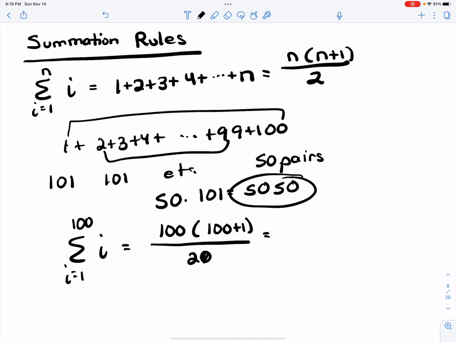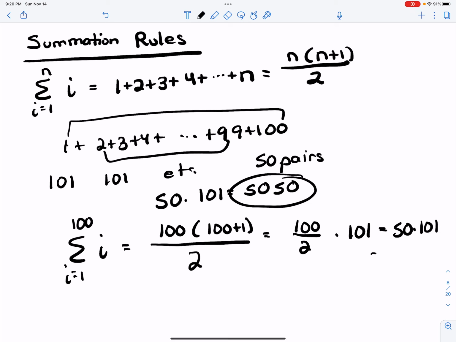Oops, sorry. I don't know why I wrote 20. 2, not 20. No idea why I wrote that. There you go. So 100 over 2 is 50, and 50 times 101 is 5050. So your formula basically does the same thing for you. Pairs them up like that.